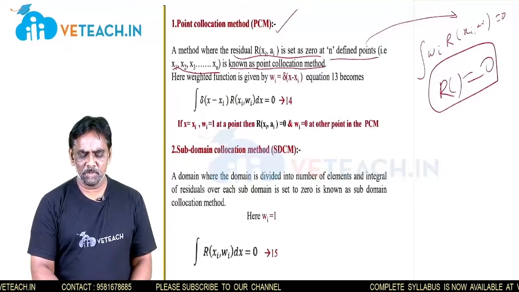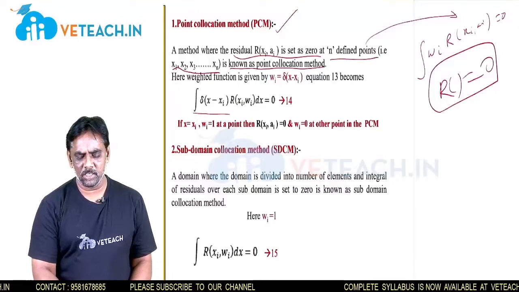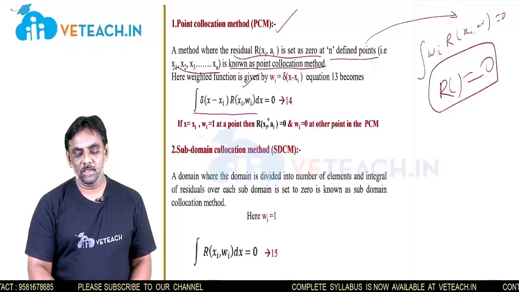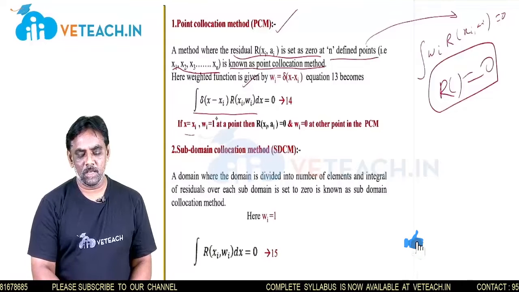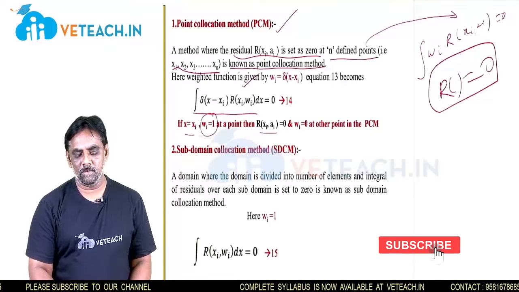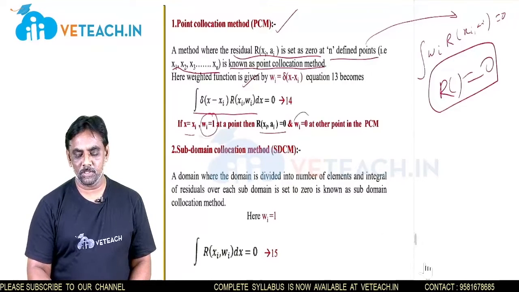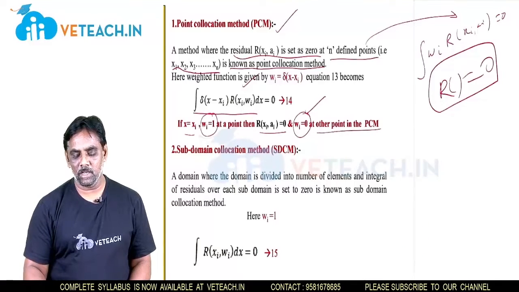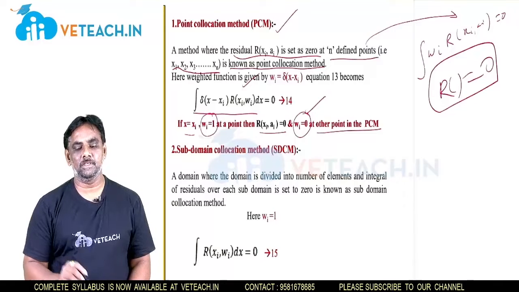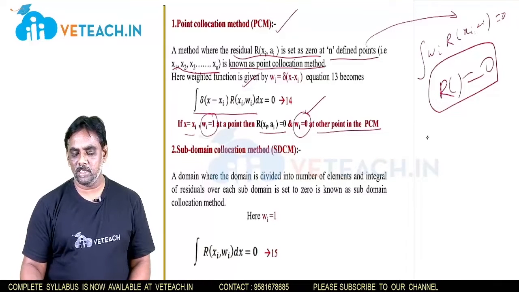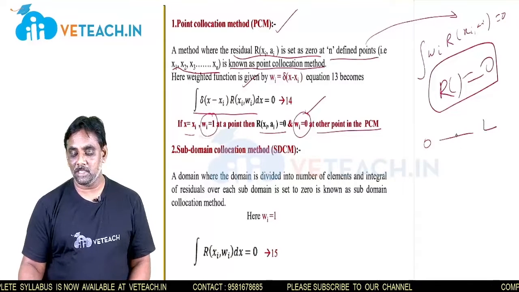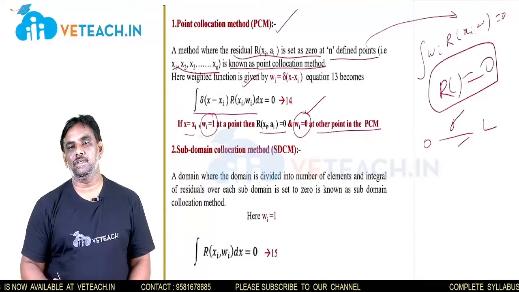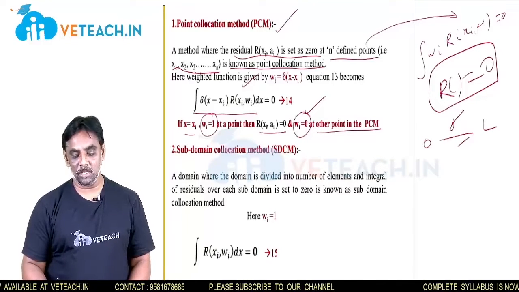So for example, if you see this equation, that is the integration of delta of x minus xi into the residual. Here when x is equal to xi, the weight function will be 1 and the residual will be set to 0, whereas the weight function is equal to 0 at any other point. This is called PCM, the point collocation method. That means if the domain is, let us say, 0 to L, I can substitute any point in between this domain in the residual equation, and I need to solve for the unknowns.